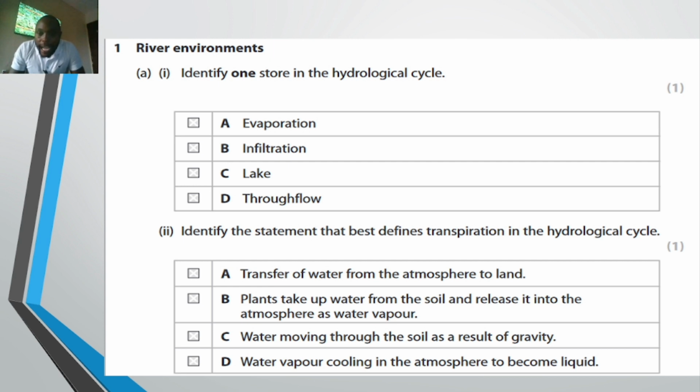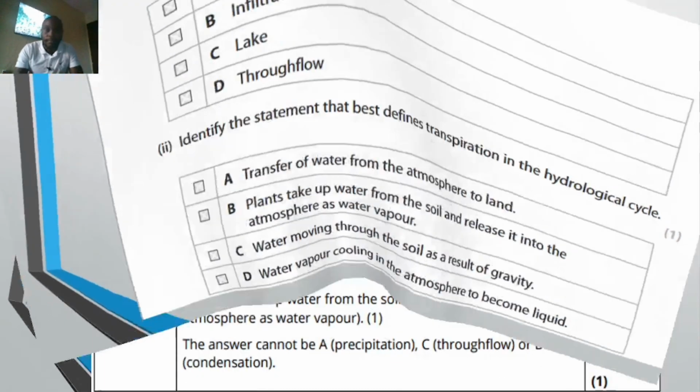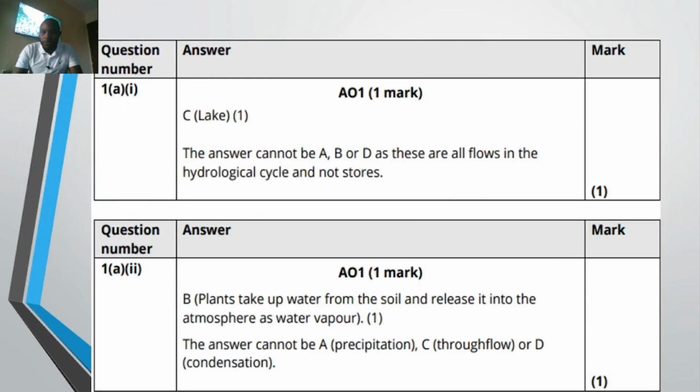Water moving through the soil as a result of gravity. What is that? That is throughflow. Okay, not overland flow. The overland flow is just above the soil. Okay, over the soil, the runoff. But throughflow is just through the soil. Okay, and groundwater flow is in the rocks within the aquifer. And then water vapor cooling in the atmosphere to become liquid, that is condensation. So the correct answer is B. Okay, so that's what I've said, that C is throughflow, D is condensation. Are you seeing that? It's easy, guys.